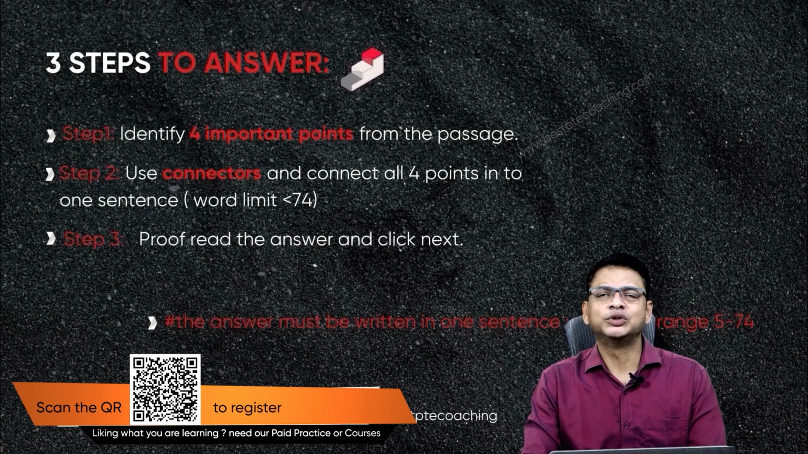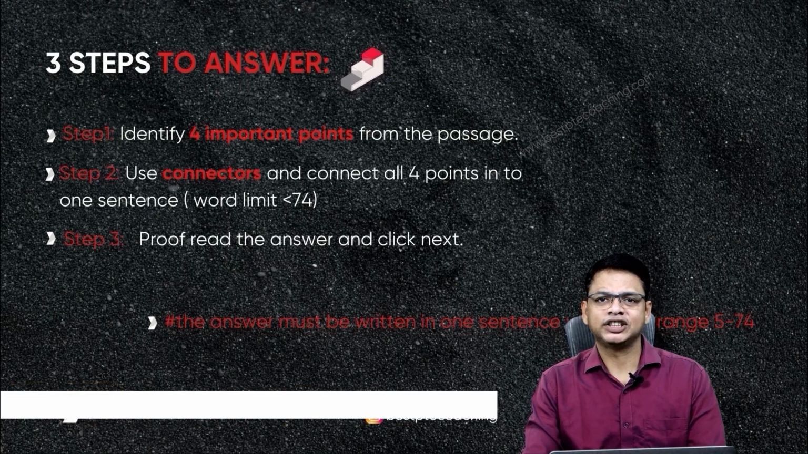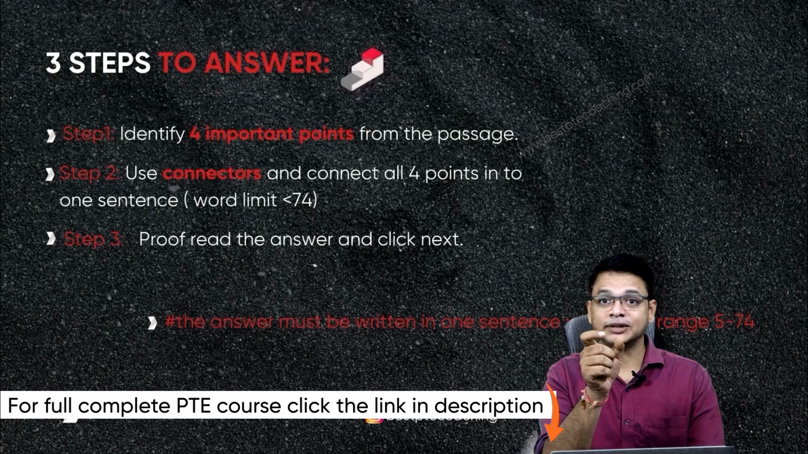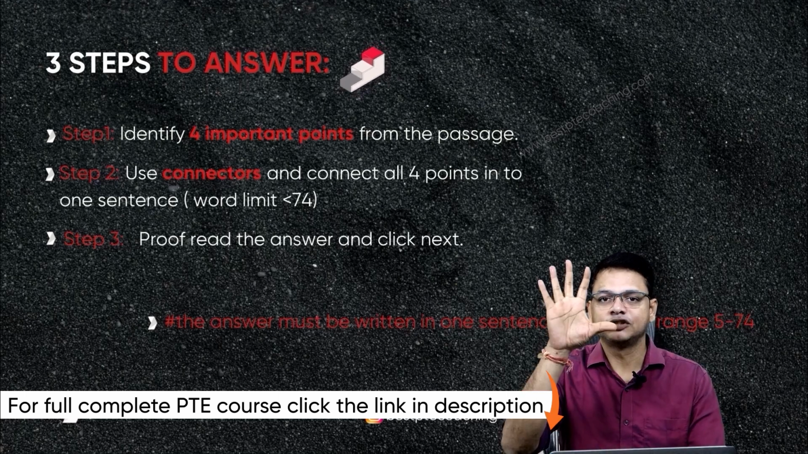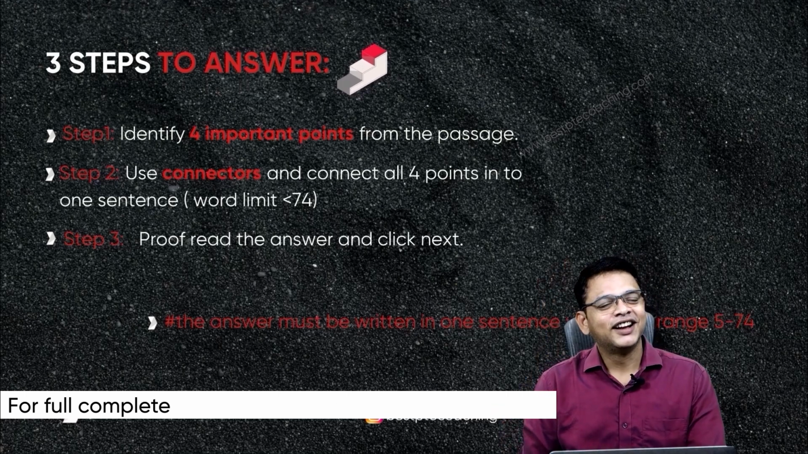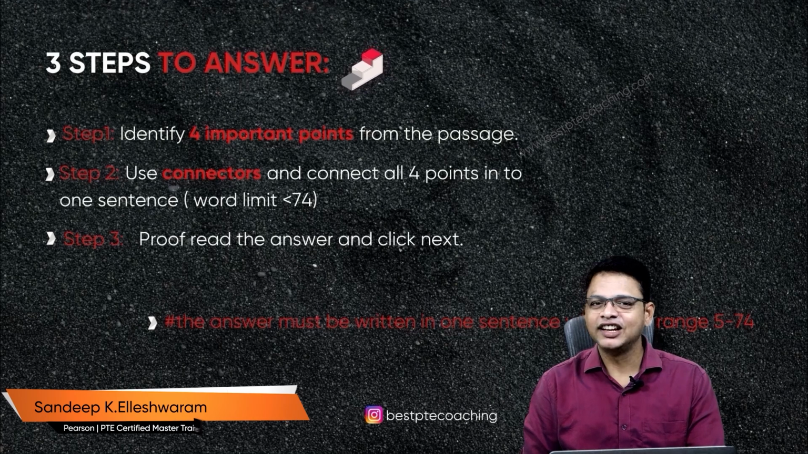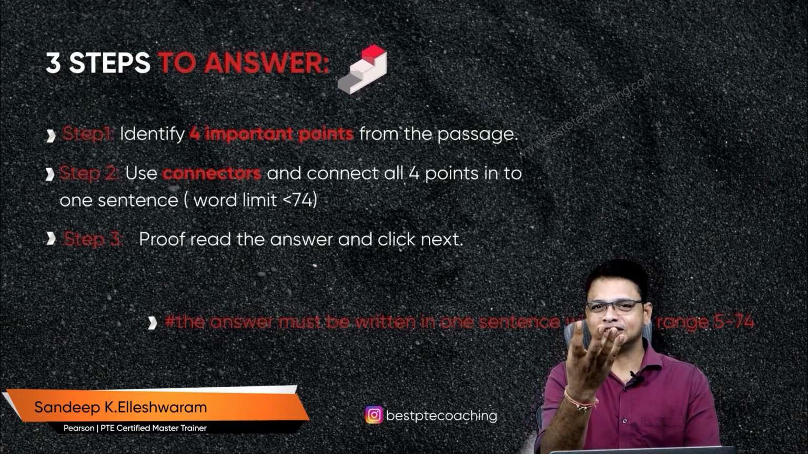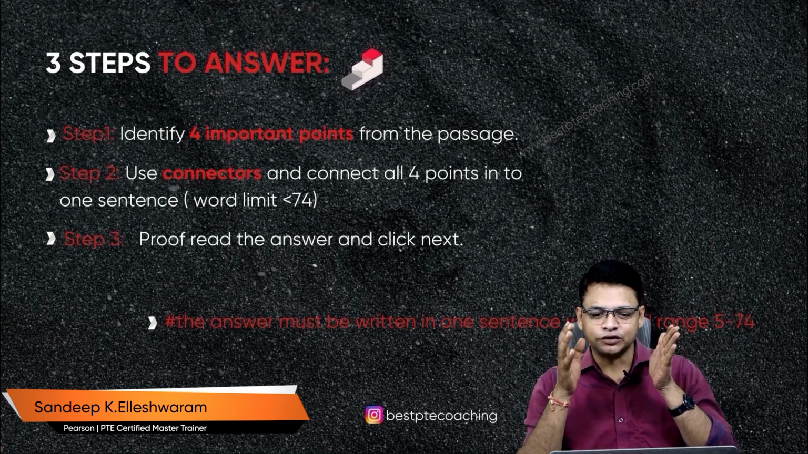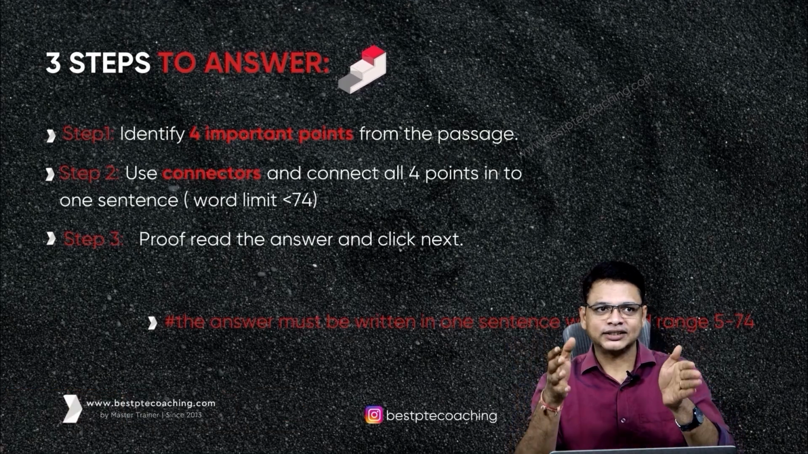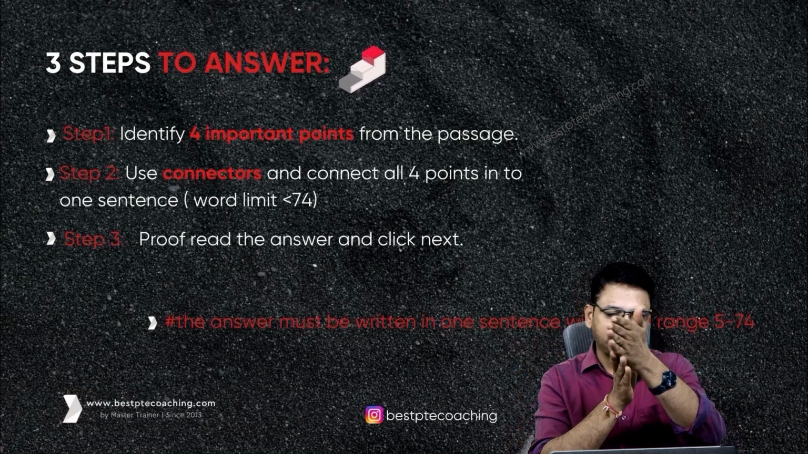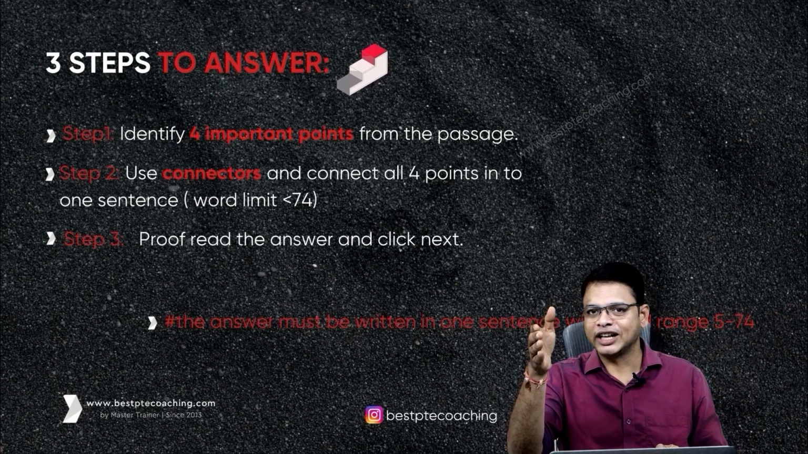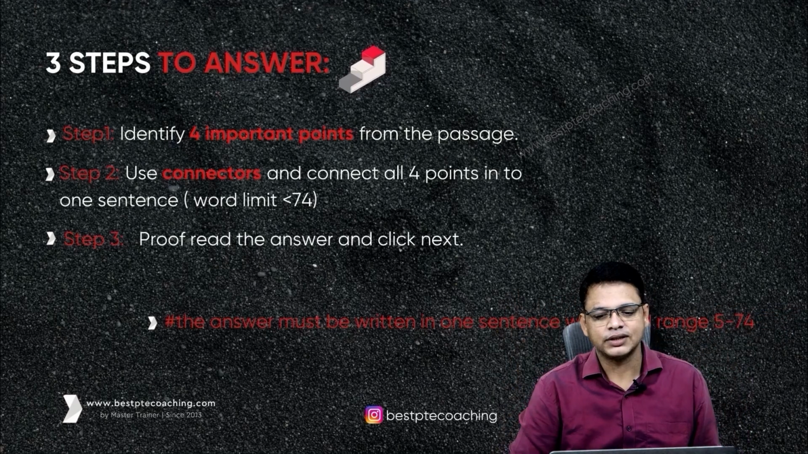And many students ask me, sir, what is the minimum word range for summarize written text? Guys, the minimum words needed for a summarize written text answer is 5. But interestingly, nobody can write a perfect answer for summarize written text using just 5 words, right? So the range is what the official guide says, 5 to 75. So my suggestion is, 5 you cannot write. So forget about the minimum number of words. You make sure that your answer is not exceeding 74 words. This is the thing.